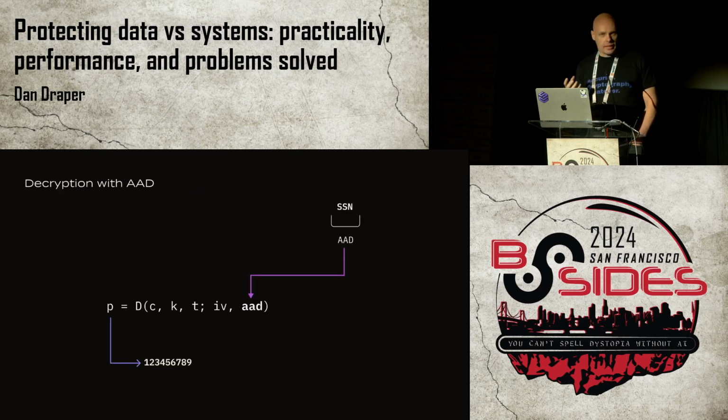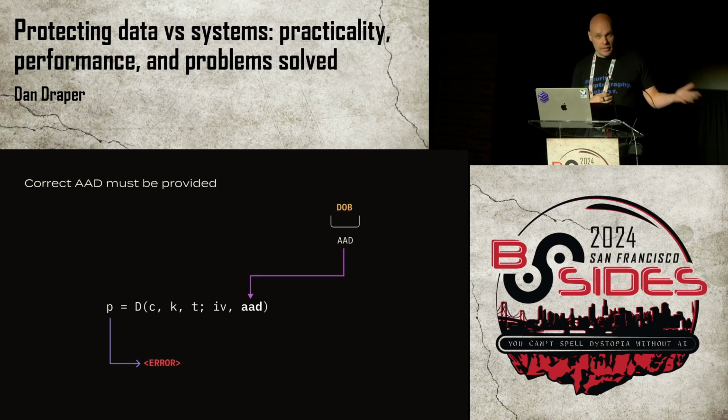What's important about the AAD is that it not only proves the authenticity of the message, it also is required to perform decryption. So if I provide the correct AAD, the SSN in this case, that was used to encrypt the value, when I provide that to decrypt, everything's fine, it decrypts correctly. If I provide another AAD, the incorrect AAD, the tag is not correct, and so the decryption fails. So that's a really important point. We're going to use that in a moment.